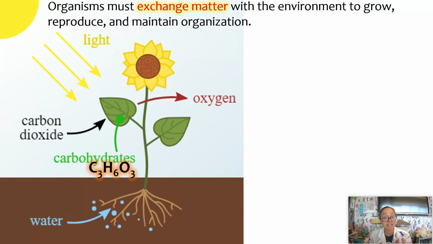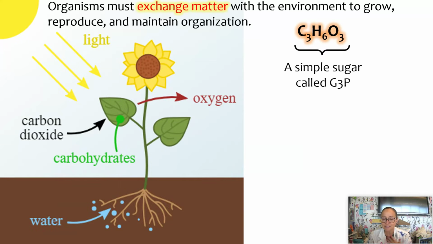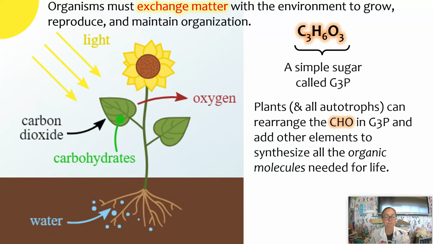But when we look at the foundation of life, life is based on four large molecules: carbohydrates, lipids, proteins, and nucleic acids. They all have this basic foundation of C, H, and O, and that traces back to photosynthesis. Carbon dioxide and water are rearranged in the Calvin cycle of photosynthesis to make a very simple sugar called G3P. This G3P sugar is the source of the carbon, hydrogen, and oxygen that is used to synthesize all organic molecules needed for life.